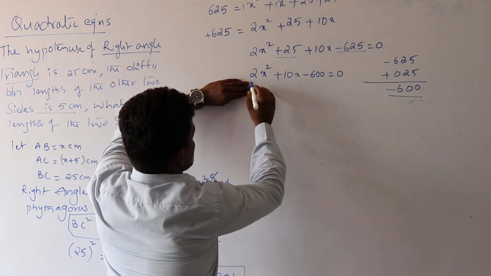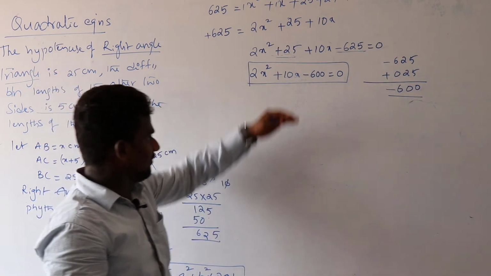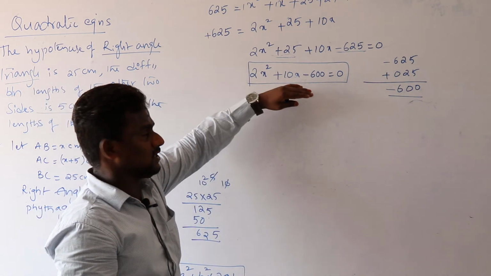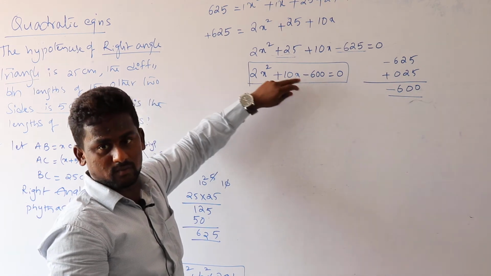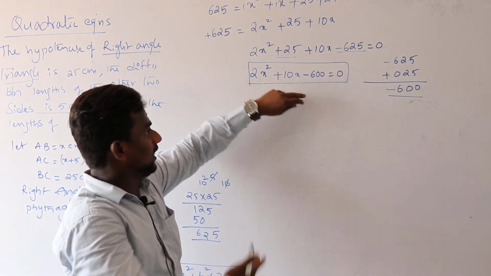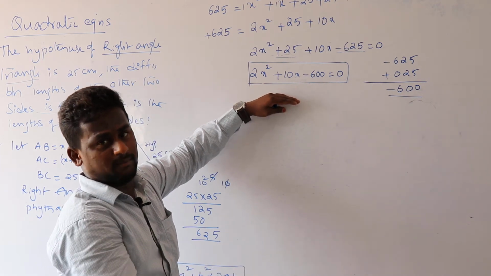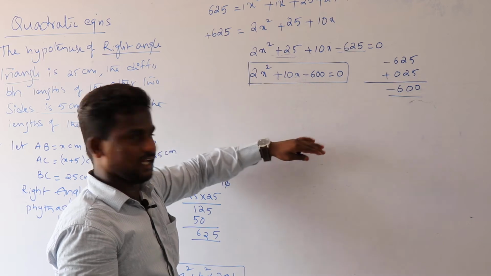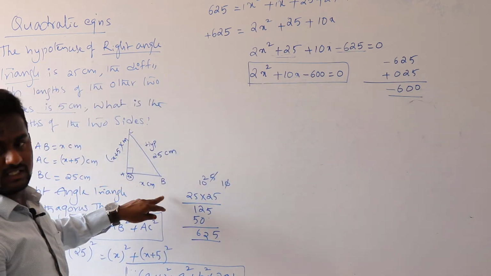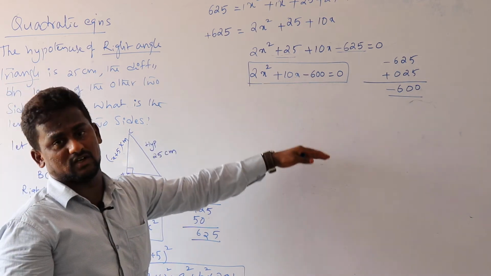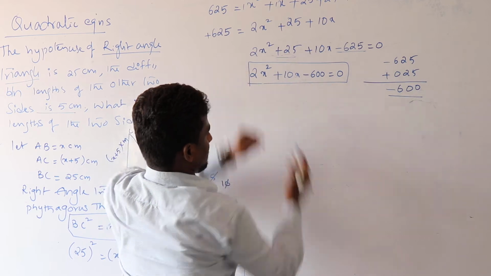So now this is in the form of a quadratic equation. Finally we got a quadratic equation. By using this equation we should find the x value by applying the formula, factorization or completing the square method. Finally we will get an x value. That x value is nothing but one of the sides, x centimeters. Now here 2x square, 10x, 600.